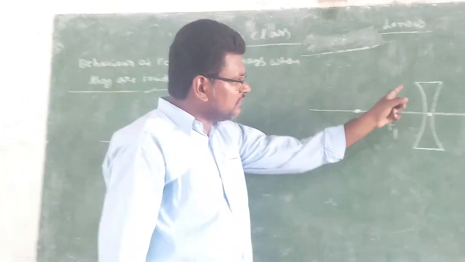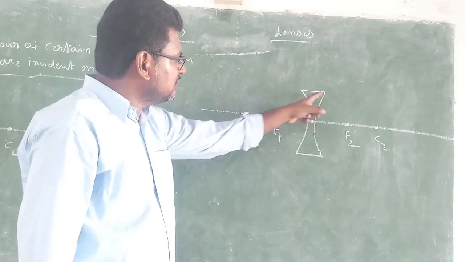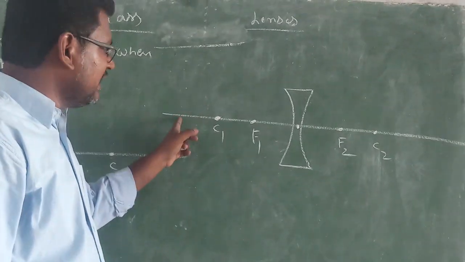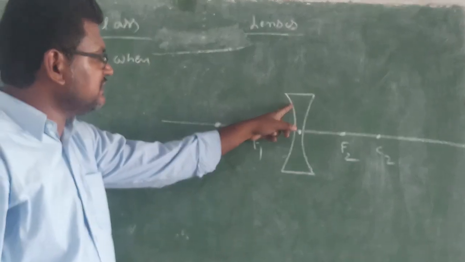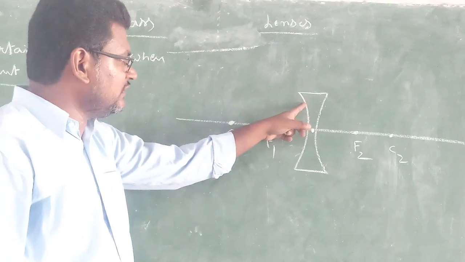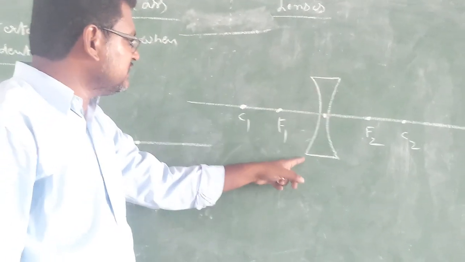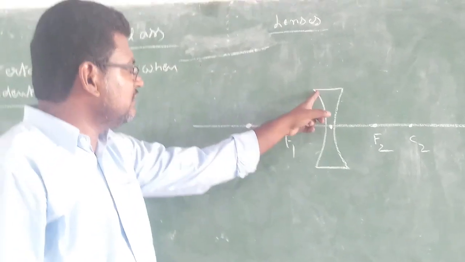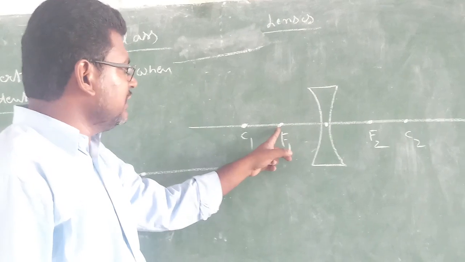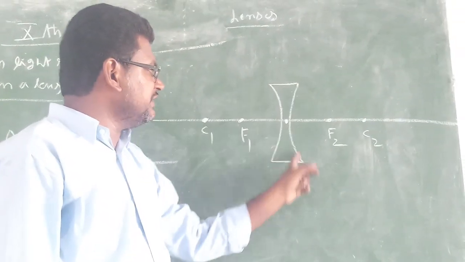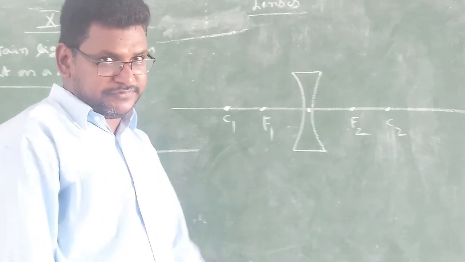Suppose in the case of a concave lens, these are the two surfaces. Suppose when we take the object on this side, then this surface is taken as surface 1 and this is taken as surface 2. Then its center of curvature is C1 and its focal point is F1. And its center of curvature is C2 and its focal point is F2.